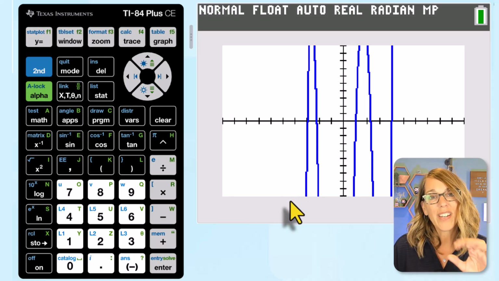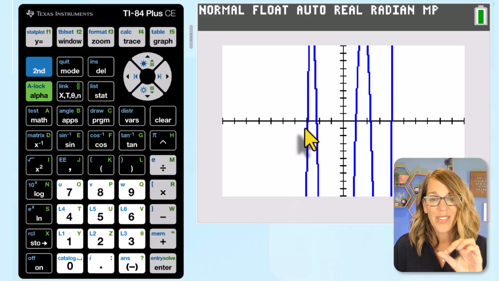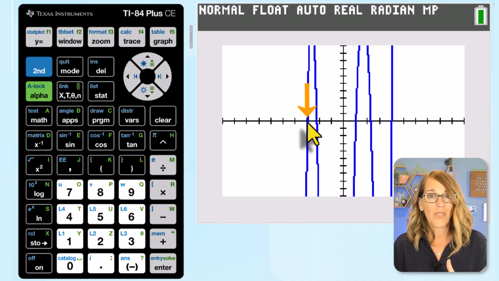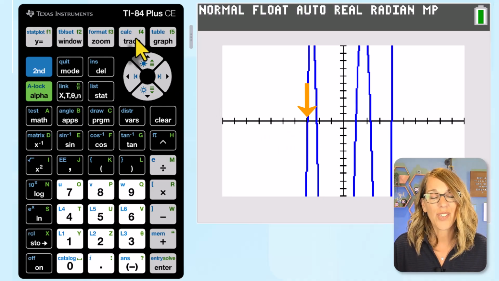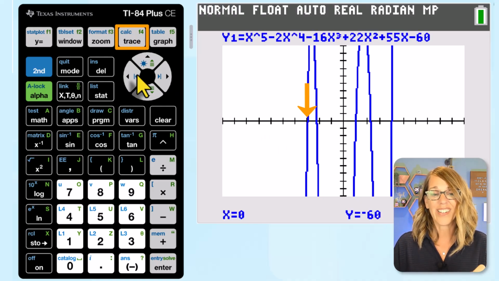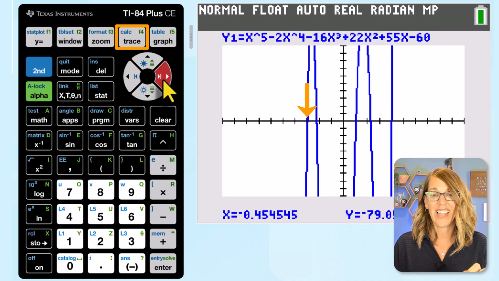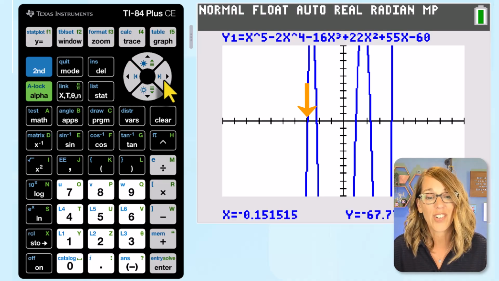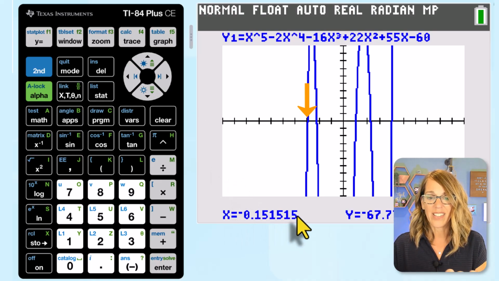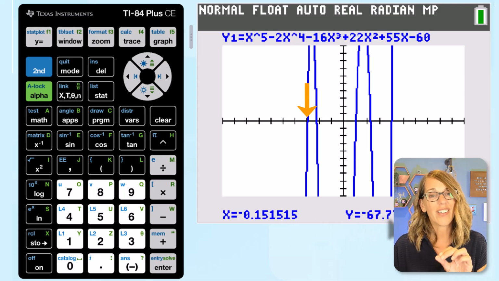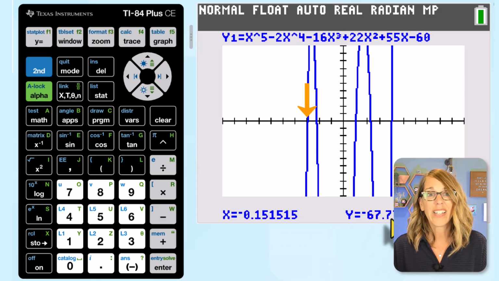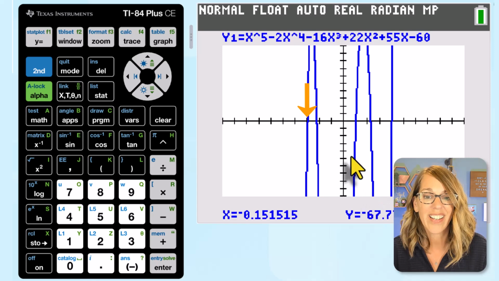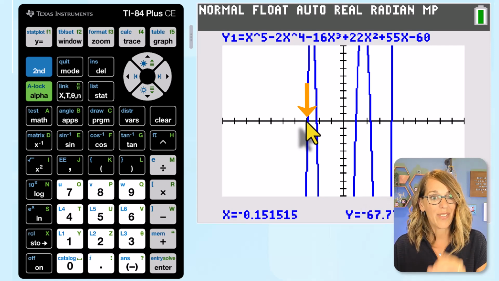Okay, the first method is for the easier zeros. So for example, this first one here looks like it's at -3. To check our guess, we're going to go to the trace button. But what I'm not going to do is arrow right and left, tracing through my function. As soon as I've hit trace and I've got my x and y coordinates there at the bottom of my screen, I can type in any x value that I want. I want to check -3 for x.